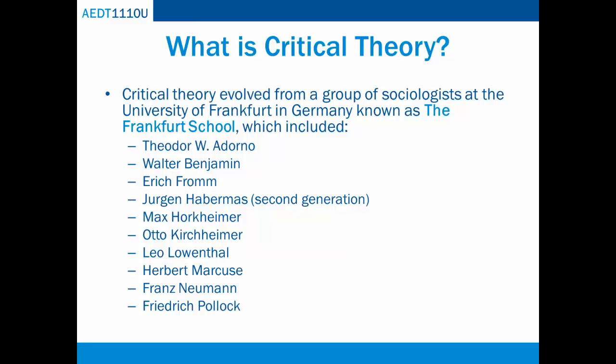Critical theory evolved from a group of sociologists at the University of Frankfurt in Germany, known as the Frankfurt School, which included Theodor Adorno, Walter Benjamin, Erich Fromm, Jürgen Habermas, Max Horkheimer, Otto Kirchheimer, Leo Lowenthal, Herbert Marcuse, Franz Neumann, and Frederick Pollock. Unlike functionalist or conflict theories, critical theorists realize that there are many vantage points from which to study and understand social life, and that the relationship between education and society is always subject to change.